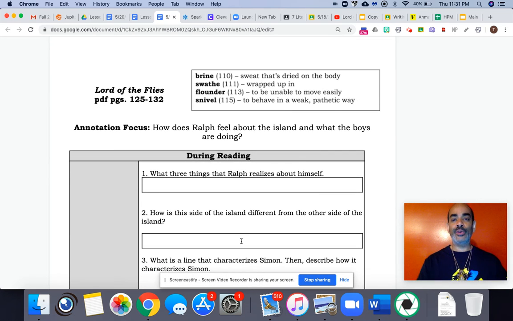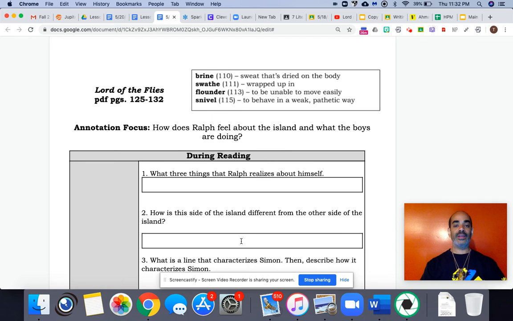Getting into the Lord of the Flies again, we're into chapter 7 now, pages 125 to 132. Please, if you haven't already, it's way too late. You should be downloading that book and reading that book on a daily basis. It's challenging, but you can do it. These are the vocabulary words we'll be going over and seeing in this reading.